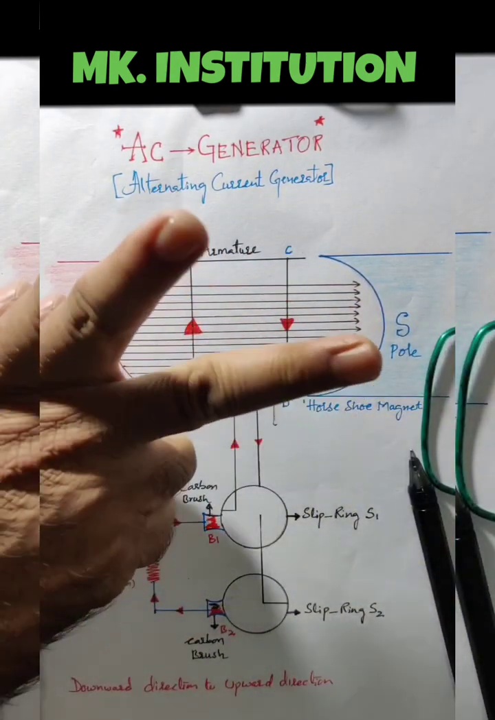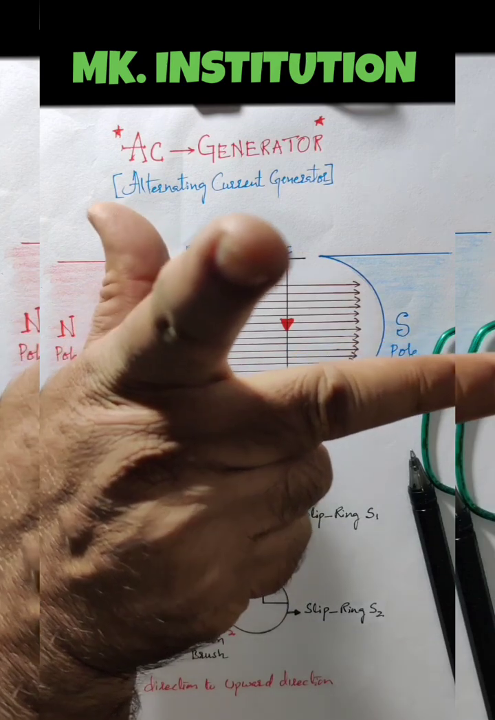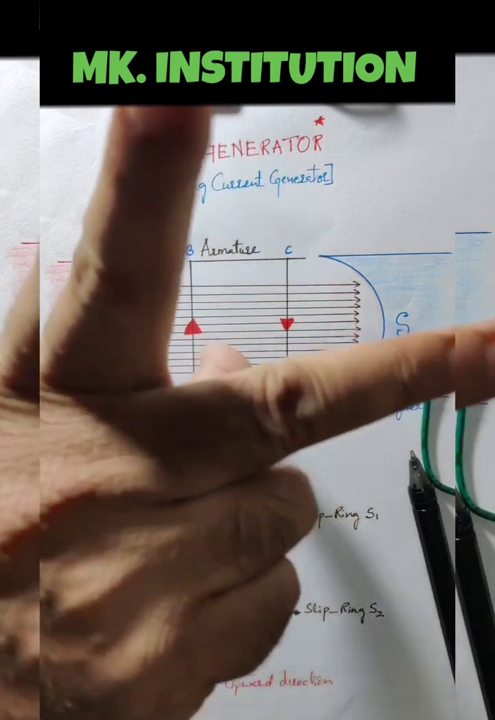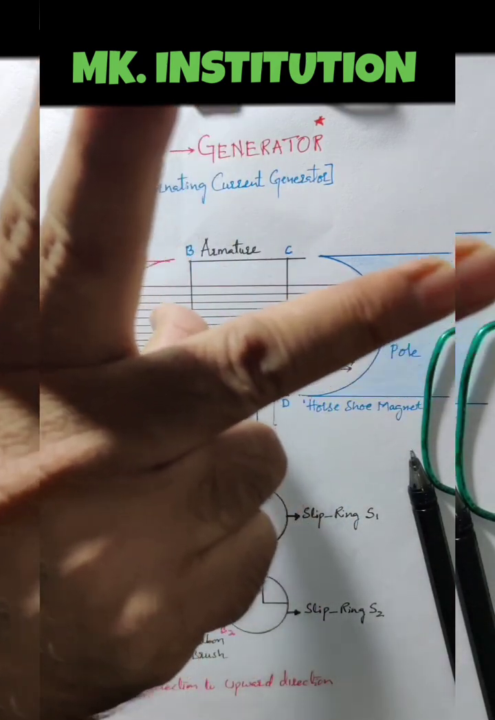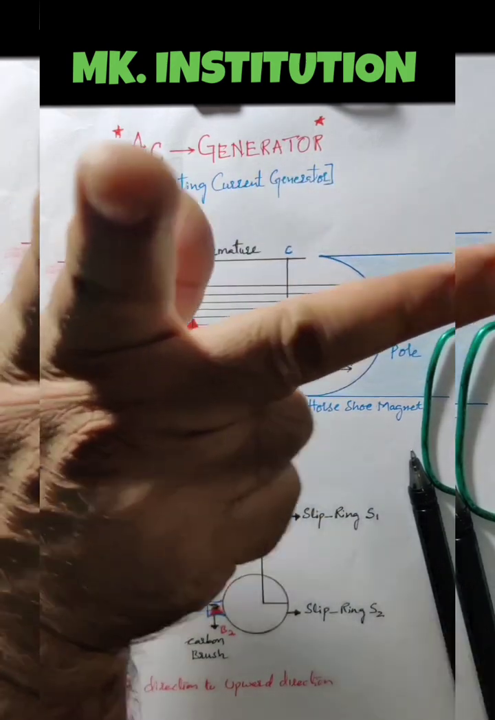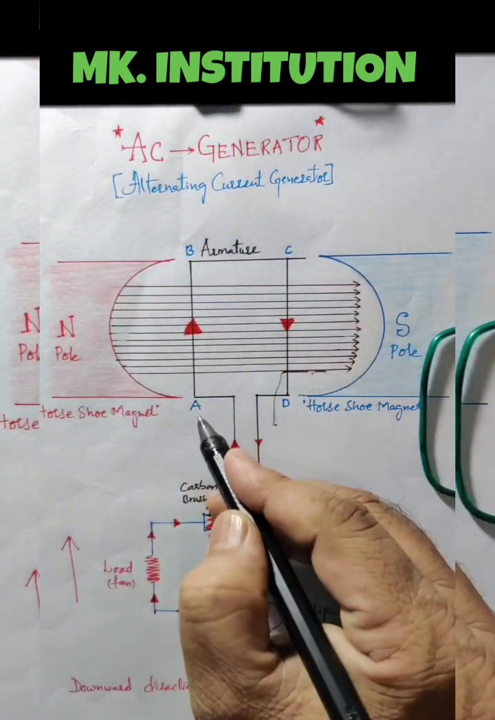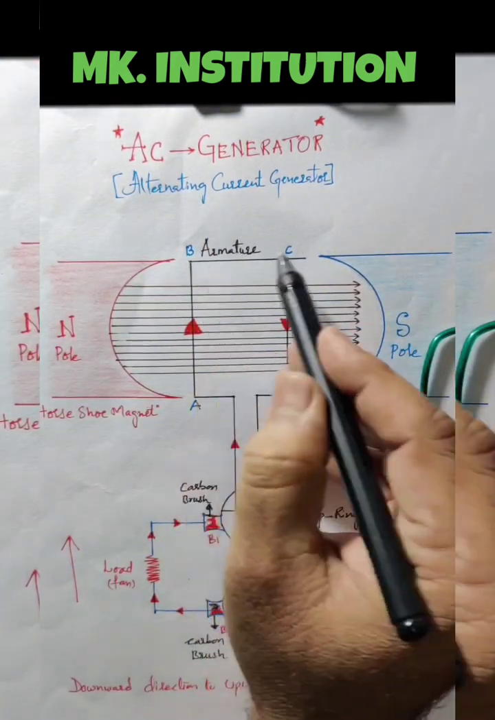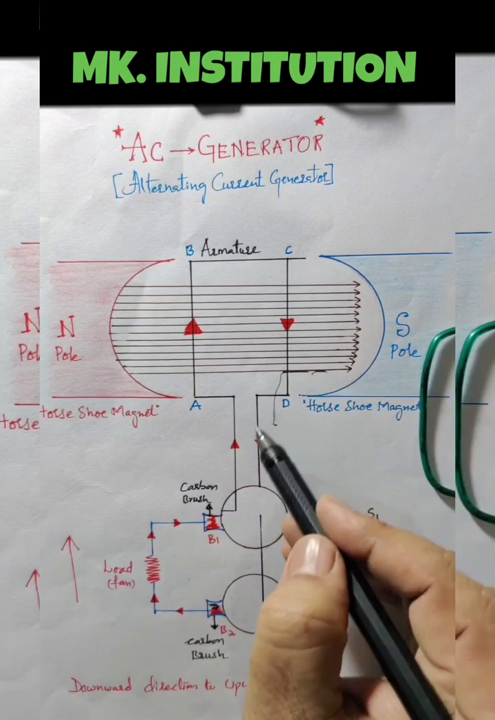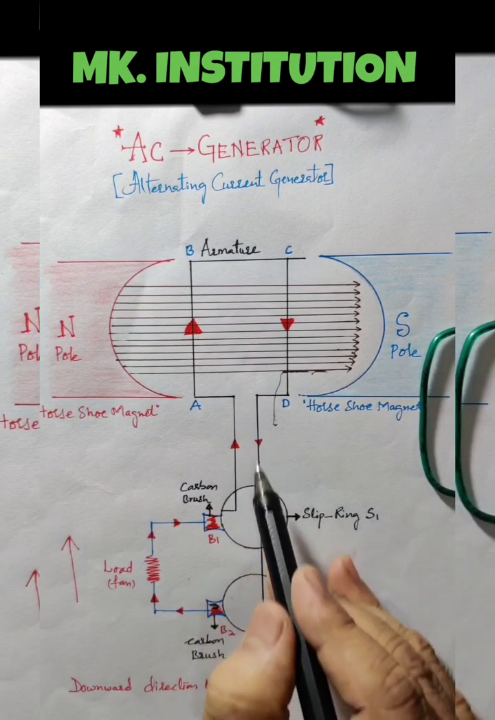These lines are nothing but magnetic lines. Current, force. Force is going back here. Magnetic field lines going here. Current is up. Same thing we are showing here. So when the current goes up, this is the direction: A to B, B to C, C to D, from D directly to S2.